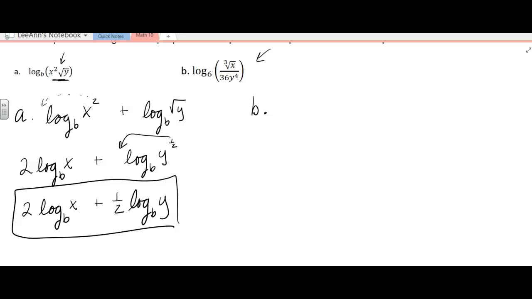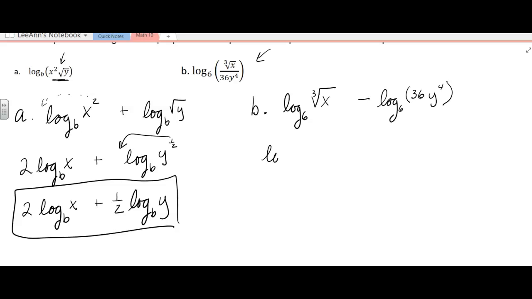Okay, so I am going to do it in 2 parts. I'm going to split up the division. So it's log, now that's a 6, I'm going to try not to make it look like a b. And I have the cubed root of x. Now I know I'm going to have to deal with that, but I'll deal with it later. Minus log base 6. And then this is the whole thing, the whole denominator. So I put it in parentheses because I need them, and I have to make sure that I'm taking the logarithm of all the denominator. Okay, so here we go.